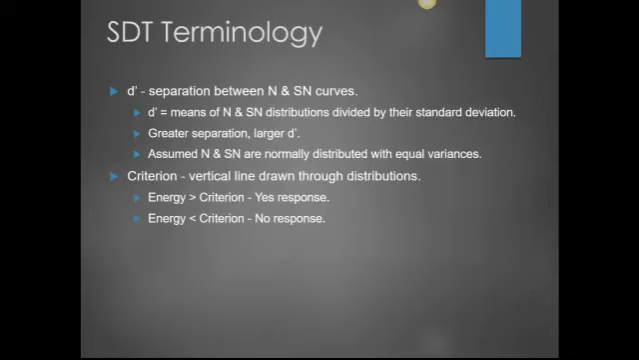And then your criterion is the vertical line drawn along the distributions. So if the energy is greater, then the criterion response is going to be a yes. And if the energy is smaller, then the criterion response is going to be a no.